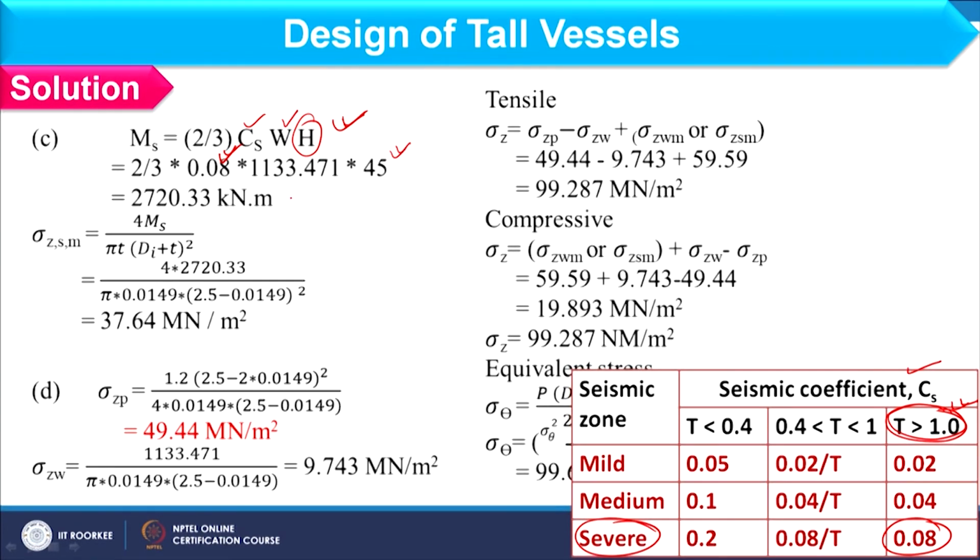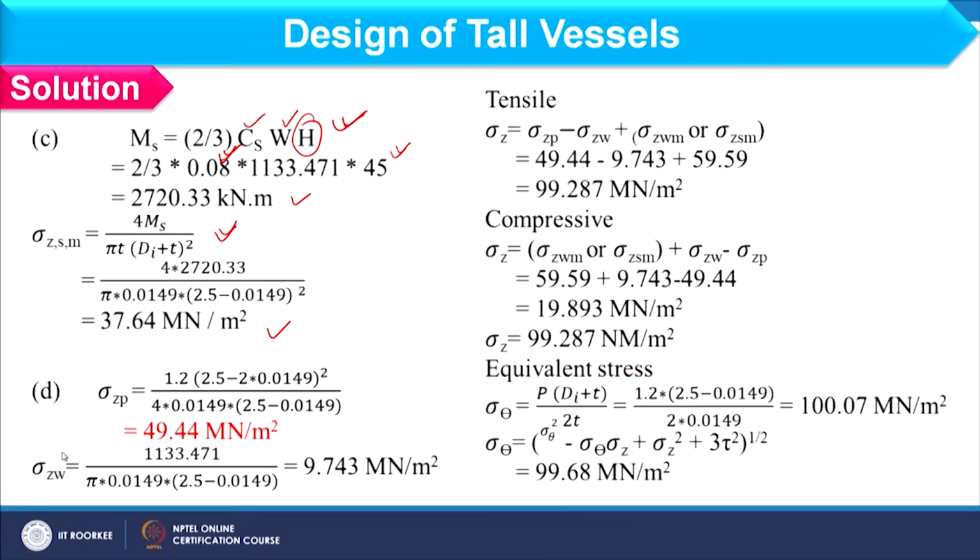So, total MS is 2720.33. Considering this expression, we can find out sigma Z SM as 37.64 mega Newton per meter square. In this way you can find out the stress generated in the shell considering the seismic zone. Next we have to find out the equivalent stress, and we should check the design condition.